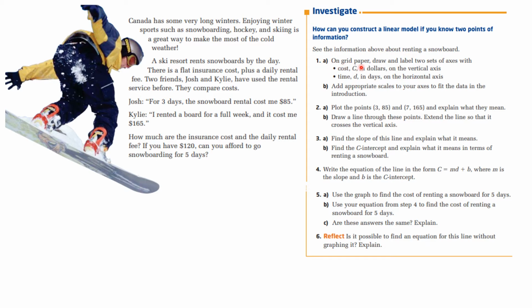First thing I want you to do on grid paper, draw and label 2 sets of axes with, I don't know why it says 2, I think that's a typo, 1 set of axes with the cost on the vertical, so if you draw your axes here, there's your cost, and then across the horizontal will be time in days. Now we don't need all 4 quadrants, so when you draw your axes, I'm just going to do a quick sketch here, I really only need quadrant 1. So cost is going to be up here in dollars and days is going to be down here.